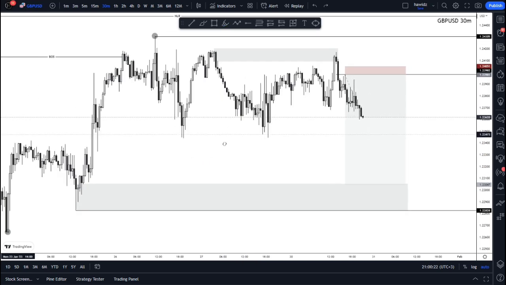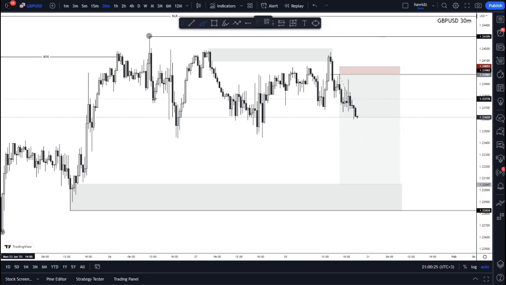So as you can see from here, what price did was form this low, high, low, high. We're pretty much ranging now from this low to this high in terms of intermediary price action.